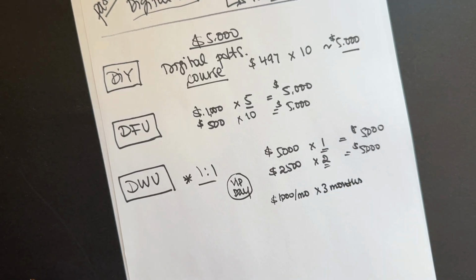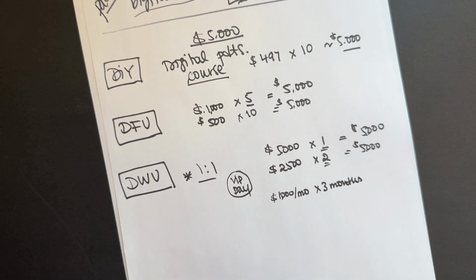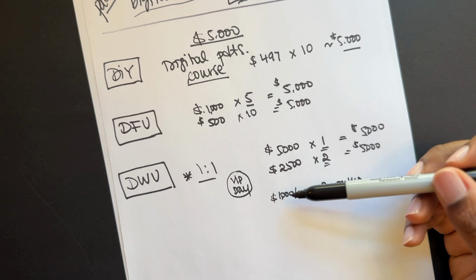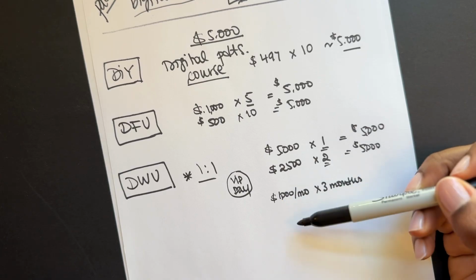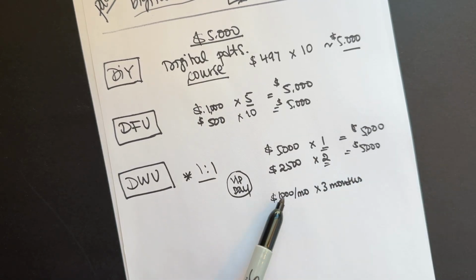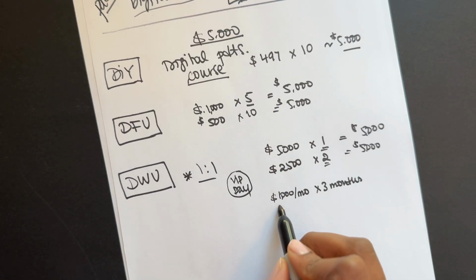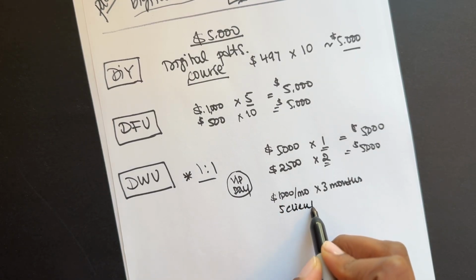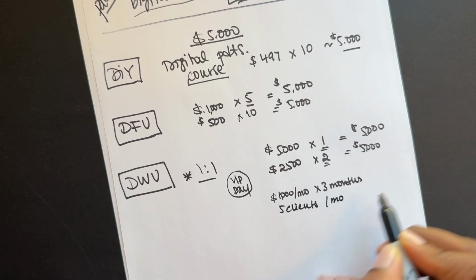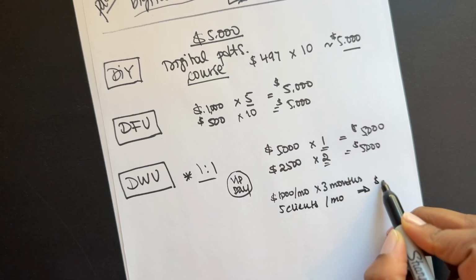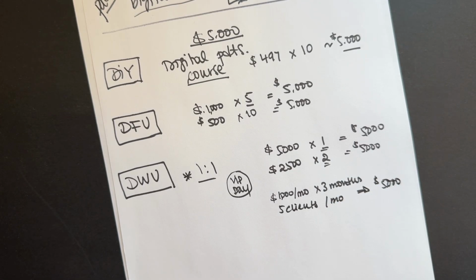Okay, so that would be $3,000 per client over 3 months. And so how many clients do you need in order to make 1,000 every month? One client will bring you 1,000. You need 5 clients in order to bring in 5,000 per month. Make sense?